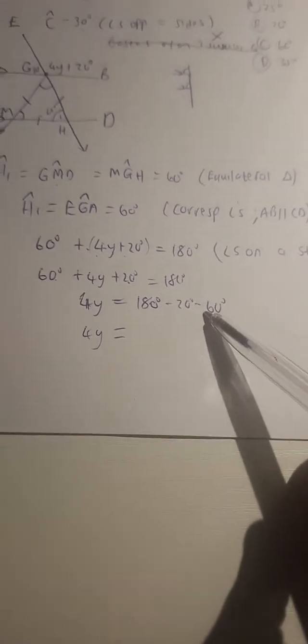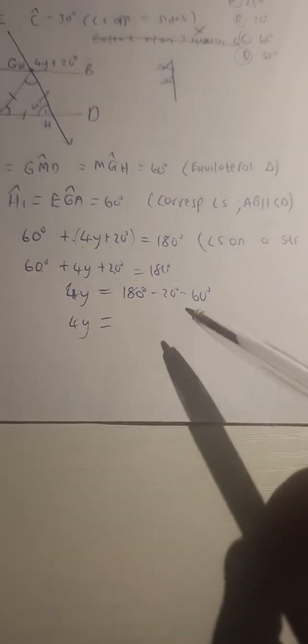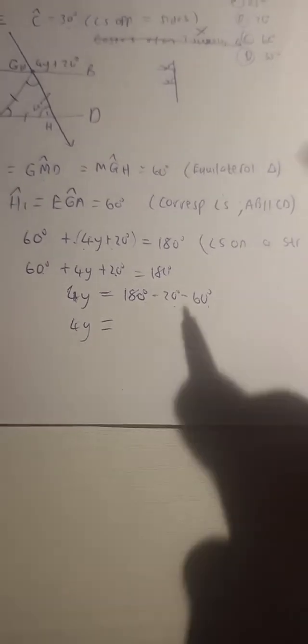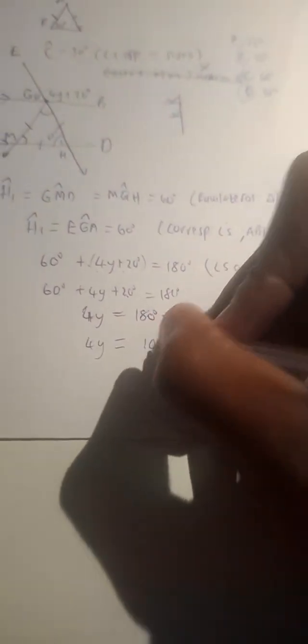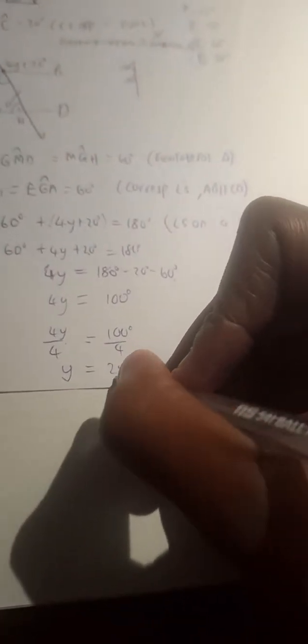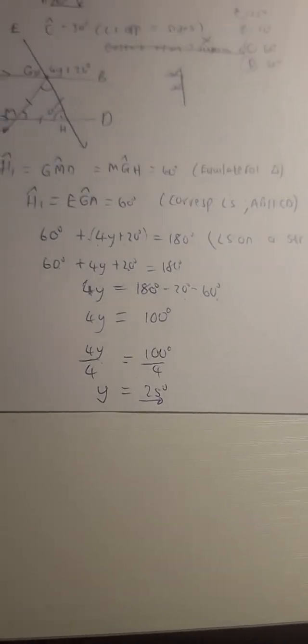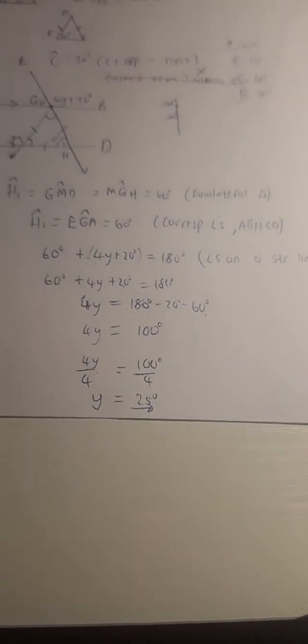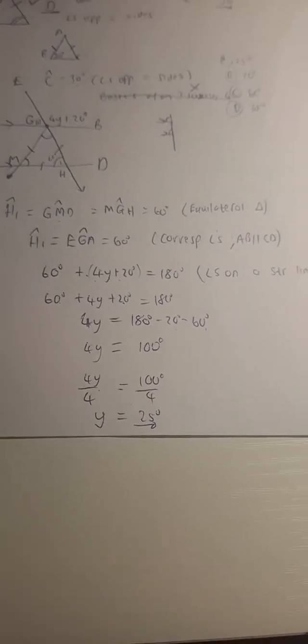So 180 minus 20 minus 60. I thought someone would have typed, what's the answer? 180 minus 20 minus 60. That is 100. Then what do we do here? We divide both sides. The coefficient of y is 4. We divide both sides by what? By 4. We get an answer. 100 divided by 4 is 25 degrees. So there's the answer. Step by step. Step by step. You see?